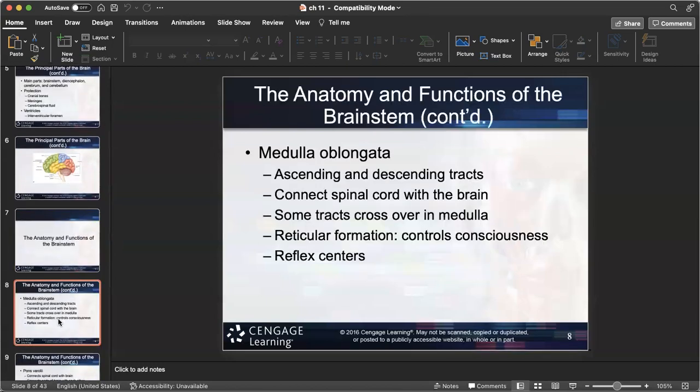We're going to hone in on the functions of the brainstem now. And so starting with the medulla oblongata, often abbreviated as simply the medulla, there are several nerve system tracts that connect the peripheral nervous system to the central nervous system. This is what we mean by ascending and descending tracts.